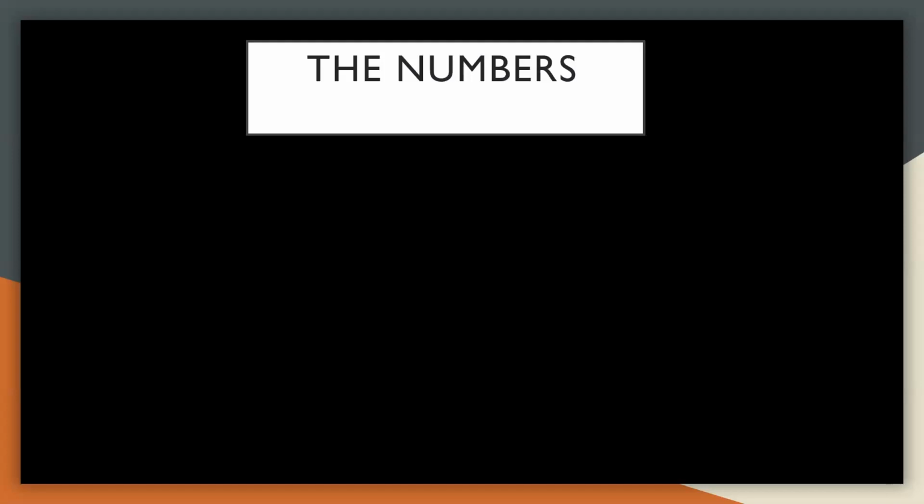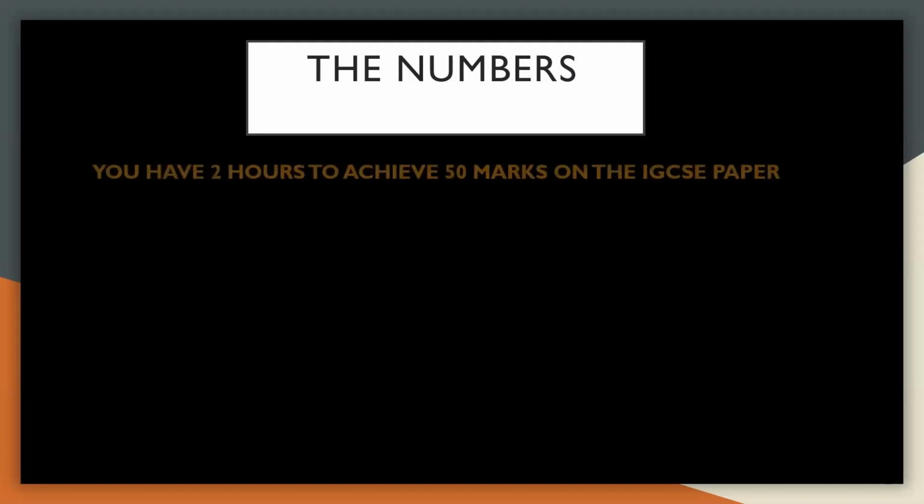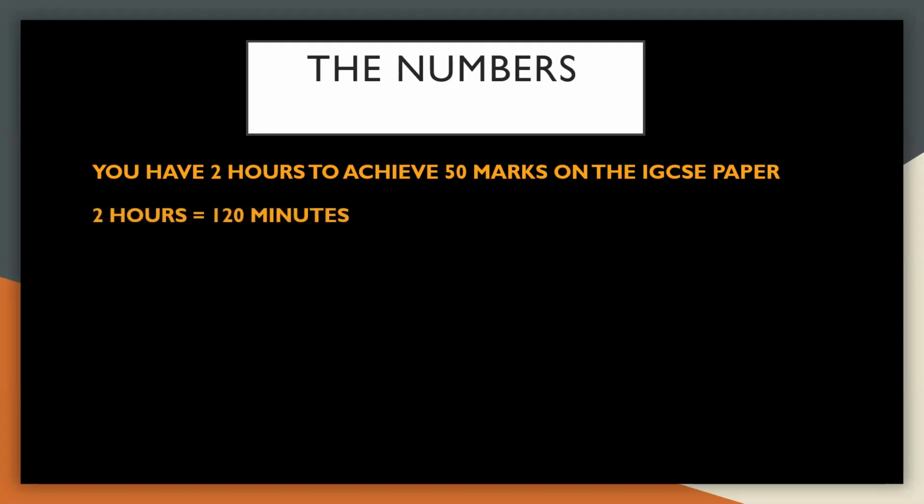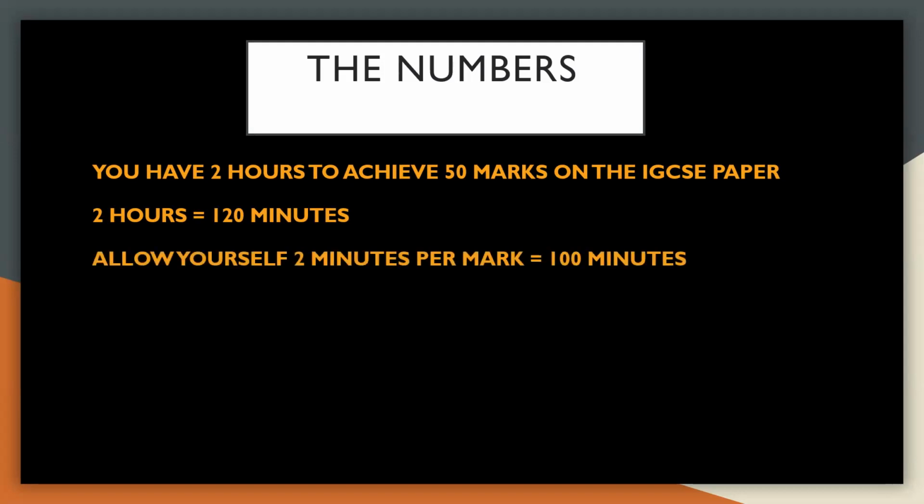So we'll start off with the numbers in terms of your exams. You'll have 2 hours to achieve 50 marks on the whole IGCSE paper. This gives you 120 minutes. If we go from hours to minutes, broken down, 120 minutes. In that, you should allow yourself 2 minutes per mark, giving you 100 minutes total on the questions.